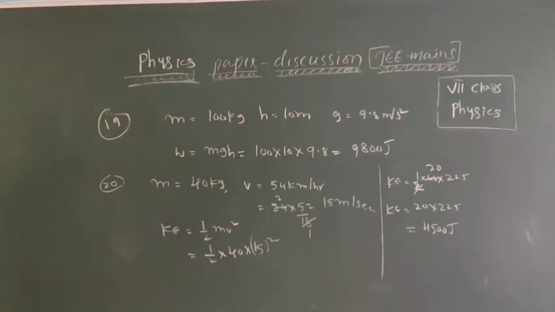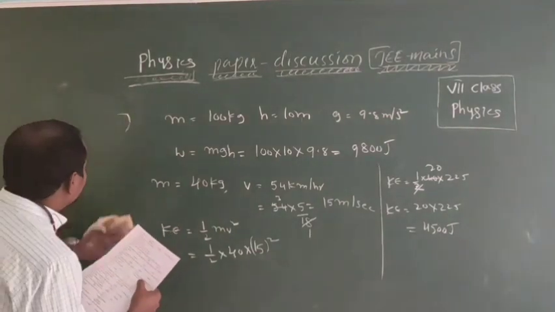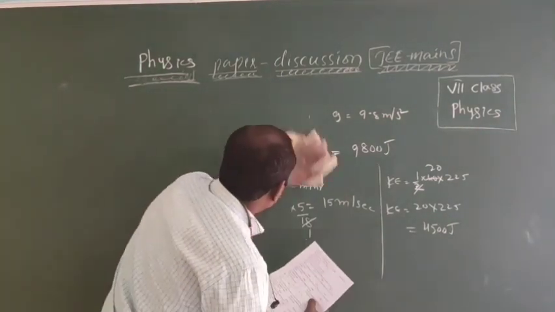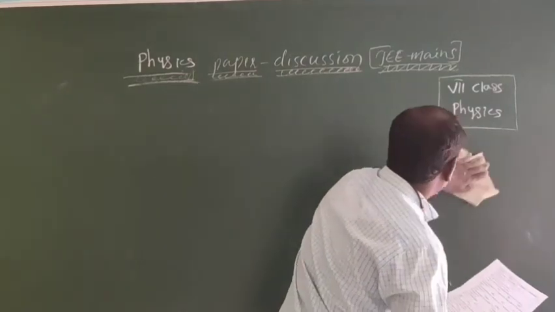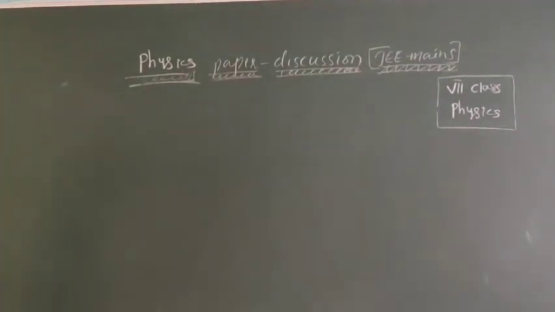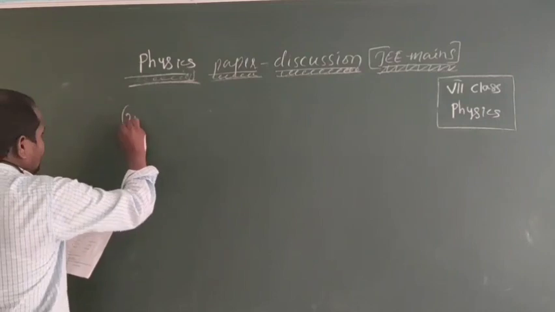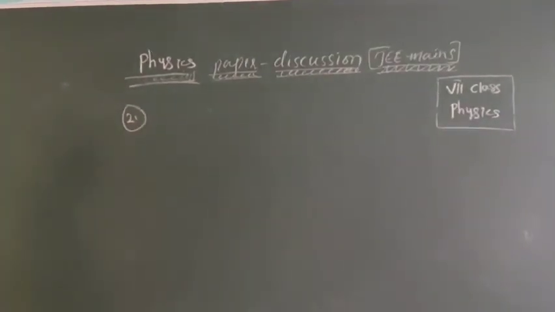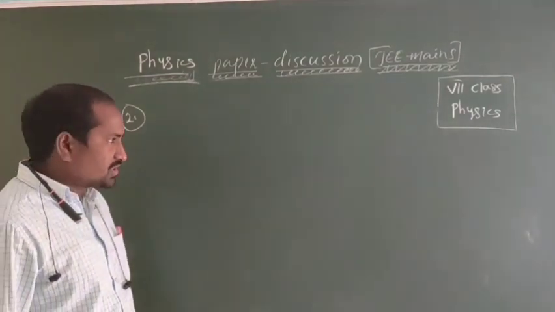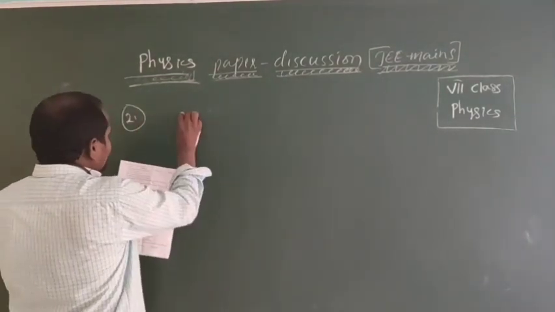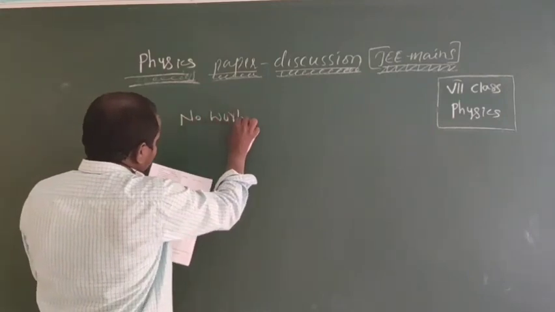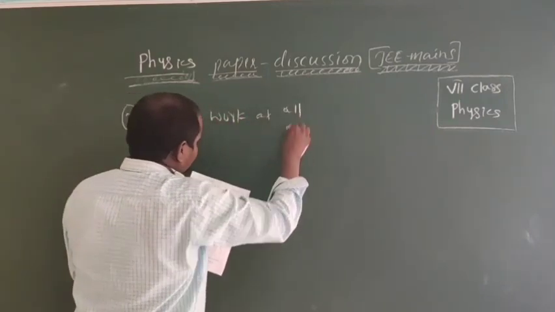Okay. Next one, 21. A man pushes a wall and fails to displace it. Does no work at all. Question number 21 is no work at all. Application of force on a wall, there is application of force but displacement equal to 0, therefore no work at all.